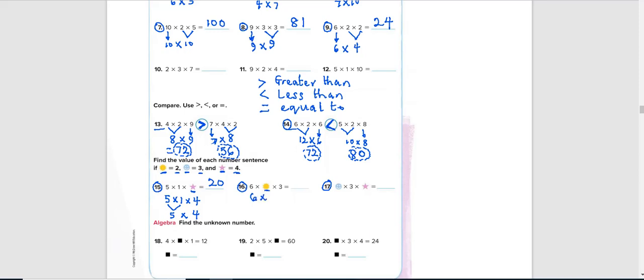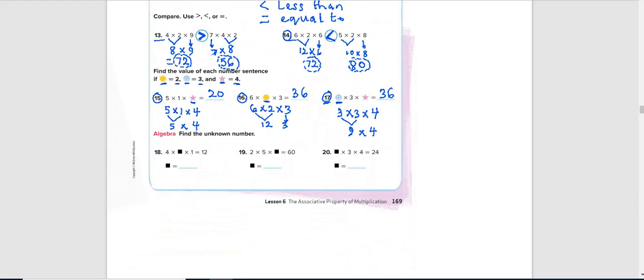Number 16. 6 times the yellow sun, which is 2, times 3. 6 times 2 is 12. I bring this 3 down. 12 times 3 is 36. And lastly, question 17, the smiley light blue face is 3 times 3, and the star is 4. So I have 3 times 3, 9. I bring the 4 down, and 9 times 4 is also 36. Very easy. So give it a try.